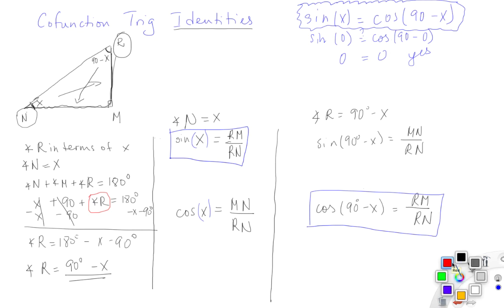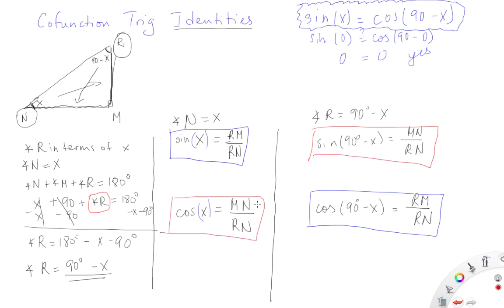You can also notice another identity, and this is this one over here. MN over RN is the same as MN over RN. Therefore, cosine of X is equal to sine of 90 minus X.